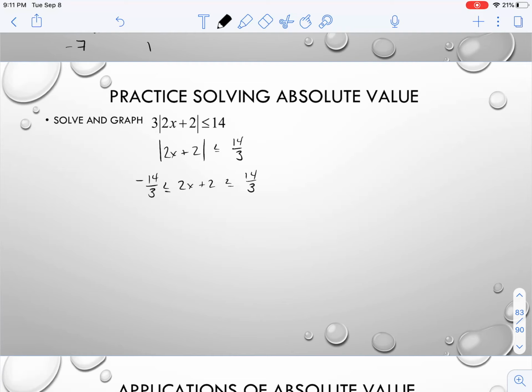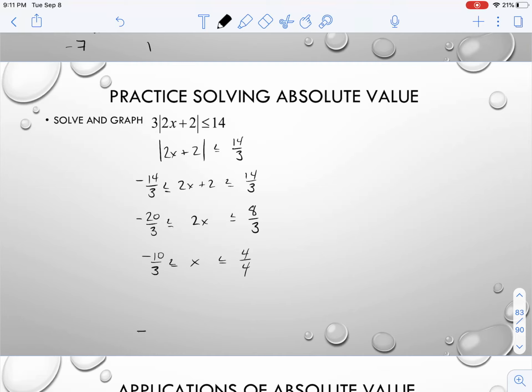Okay, from here, I'm going to subtract 2 from both sides. With a common denominator of 3, I'm really subtracting 6 thirds. So when I do that, I'm going to have -20 thirds less than or equal to 2x less than or equal to 8 thirds. I'm going to divide both sides by 2. Then I'm going to be left with -10 thirds less than or equal to x less than or equal to 4 thirds. And again, I could graph that.